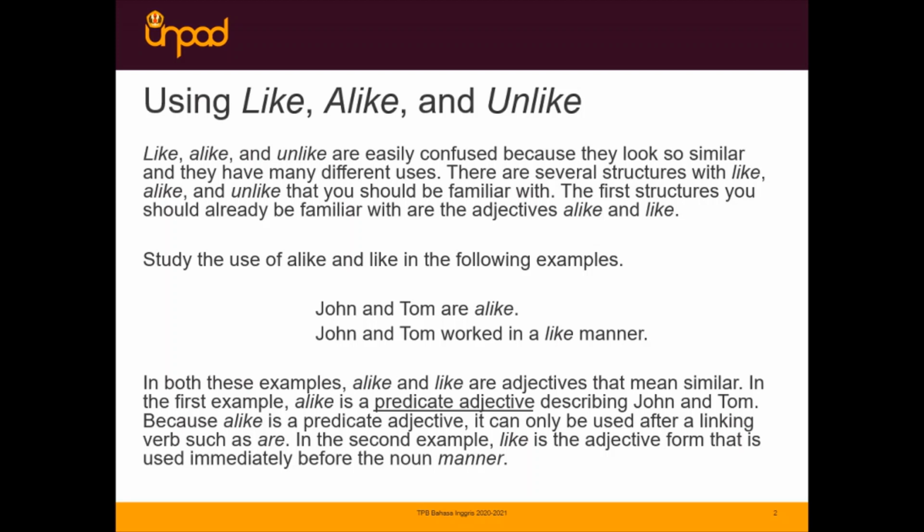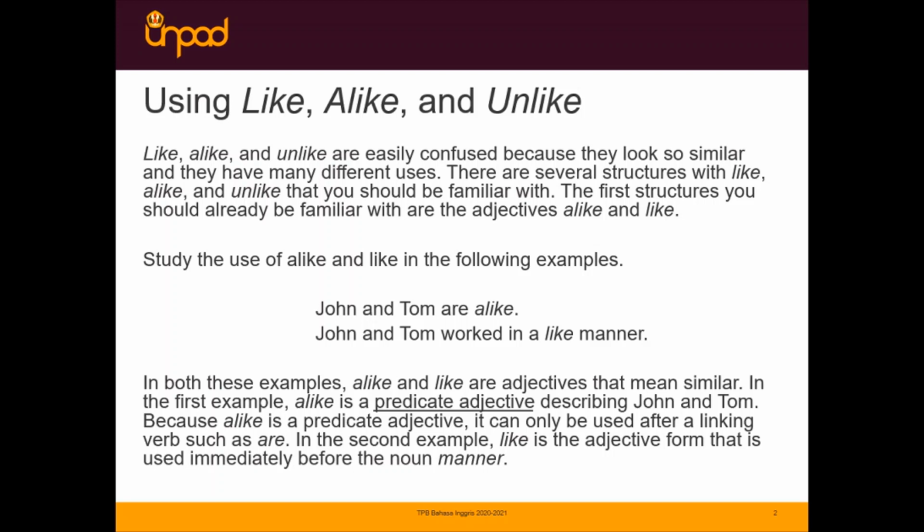The first structures you should already be familiar with are the adjectives alike and like. Now, study the use of alike and like in the following examples. The first sentence says, John and Tom are alike. And the second sentence says, John and Tom worked in a like manner. Now, in both these examples, alike and like are adjectives that mean similar. In the first example, alike is a predicate adjective describing John and Tom.